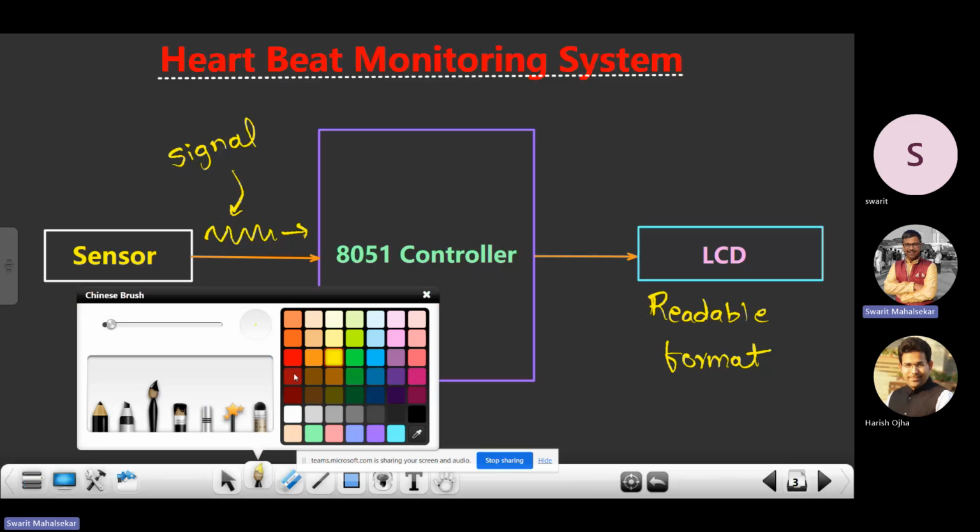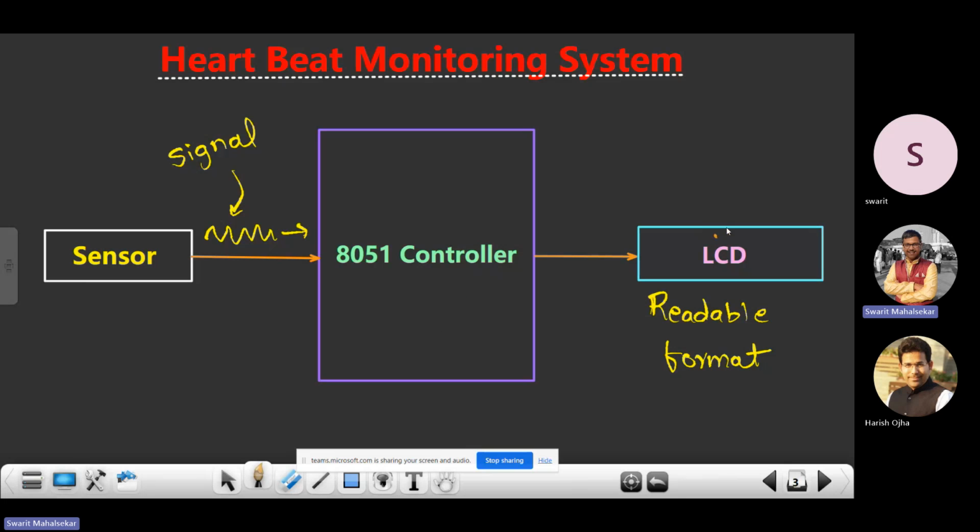So basically, if you look over here, let me select this color and show it. In some person you might see a heartbeat of around 70. In some person you might get beats per minute as 60. In some you might get 100. This particular data we can read, but what exactly the controller is doing is converting this data. So basically it is processing this data.